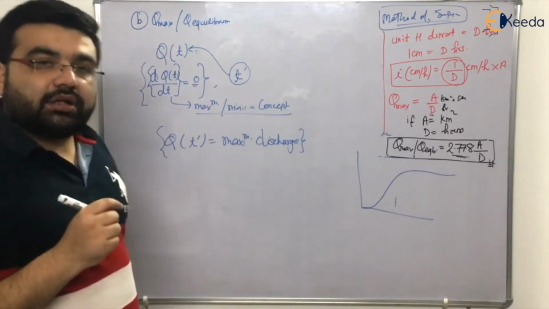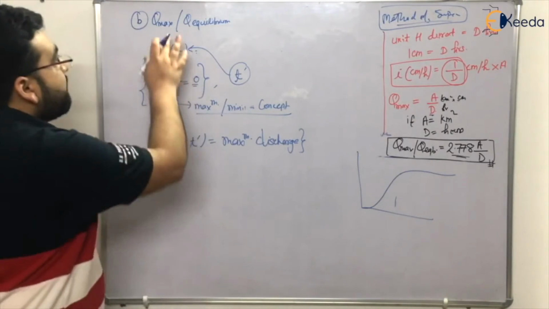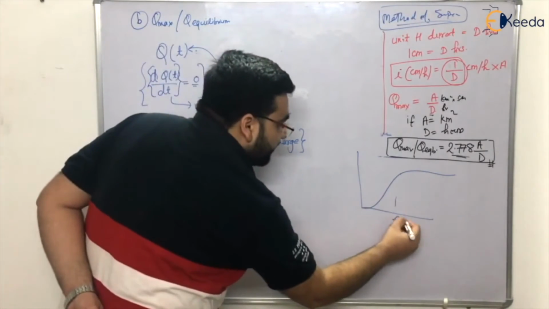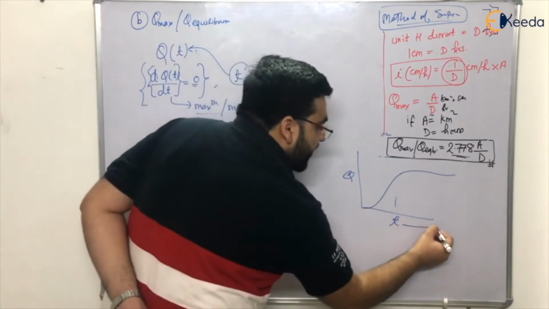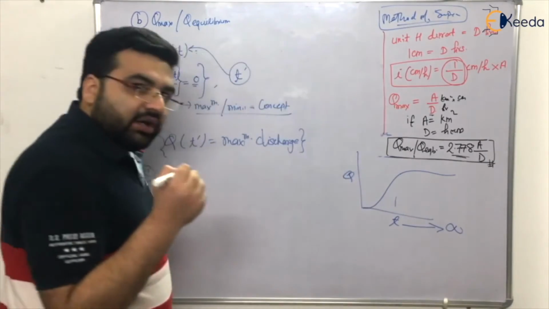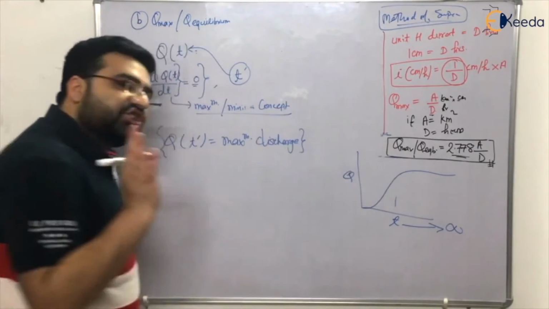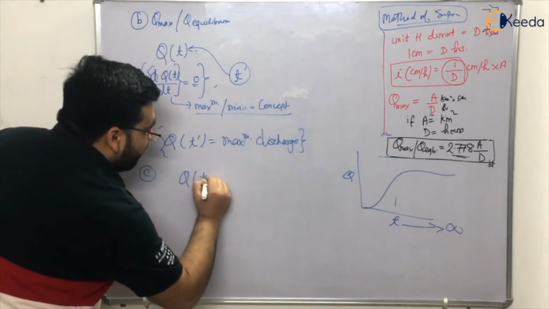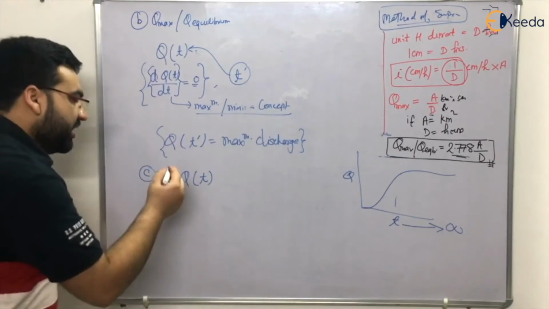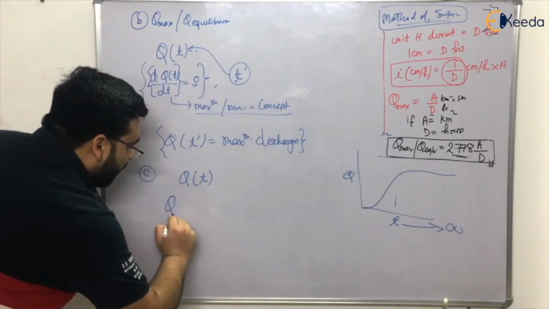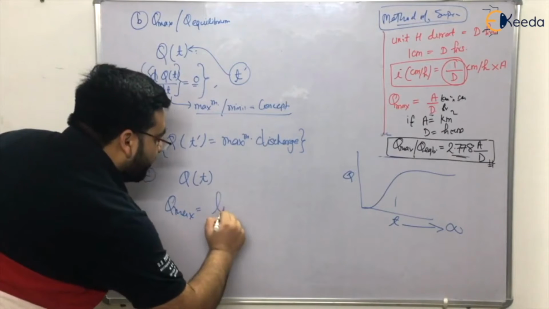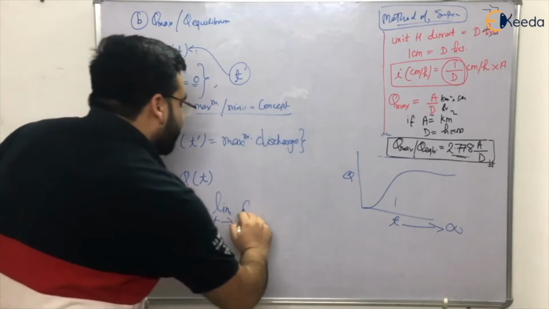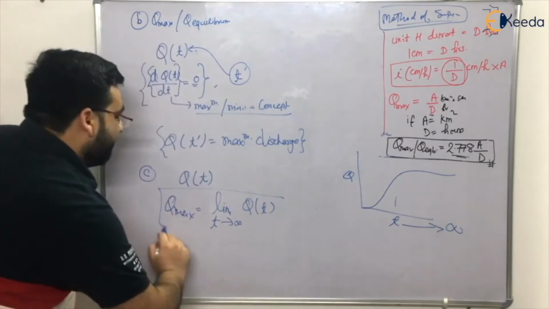There is one more method to determine the equilibrium discharge, method number C. Now you know that this is your time, this is your discharge. At t equals infinite, you have the discharge maximum, right? So let us say some equation of Q is given to you, then directly put it like this. Q max will be equal to the limit t tending to infinite of Q(t). So you will get the maximum discharge.